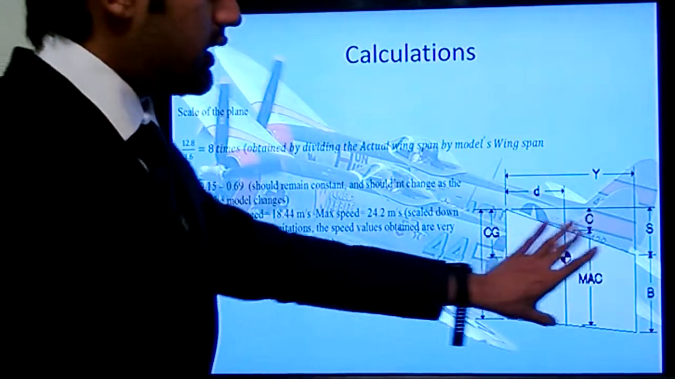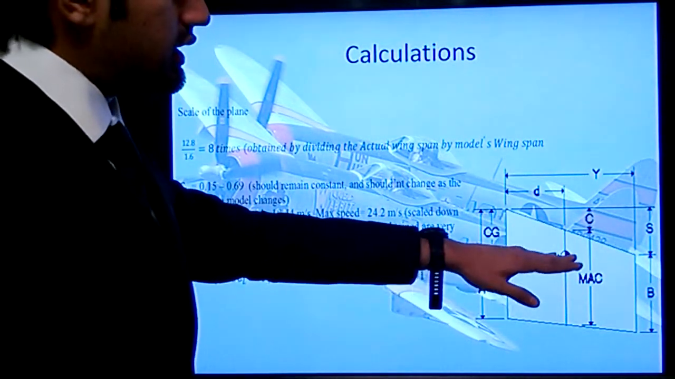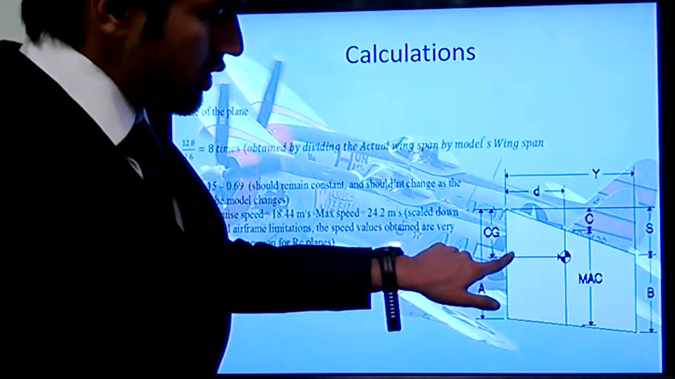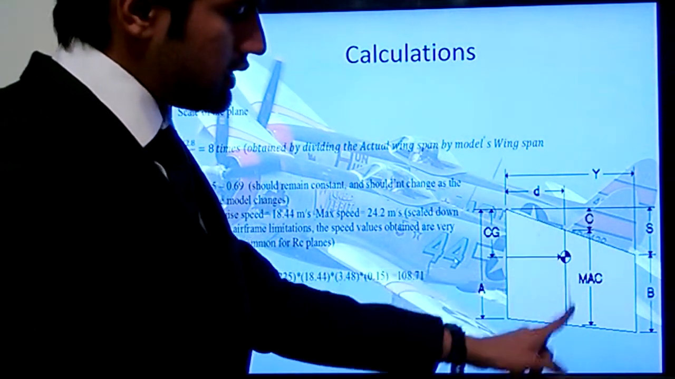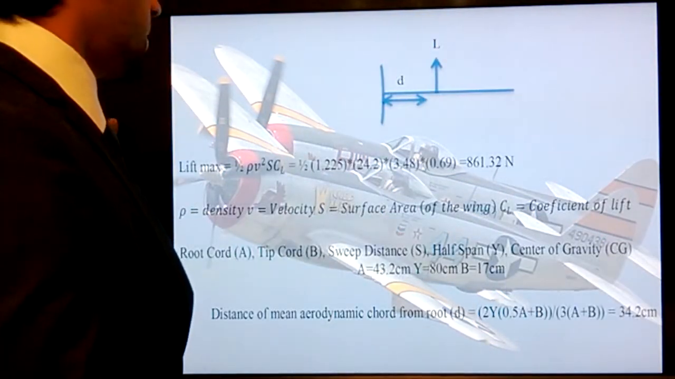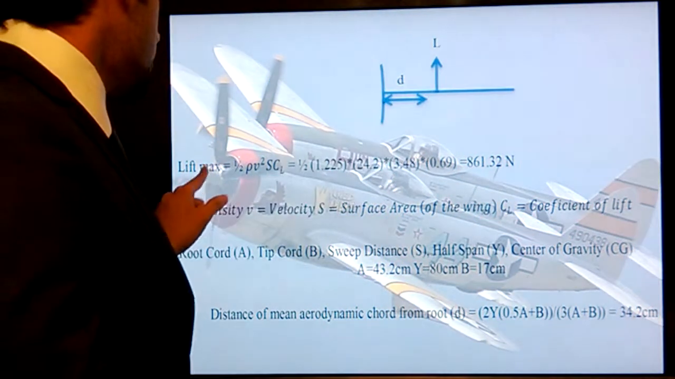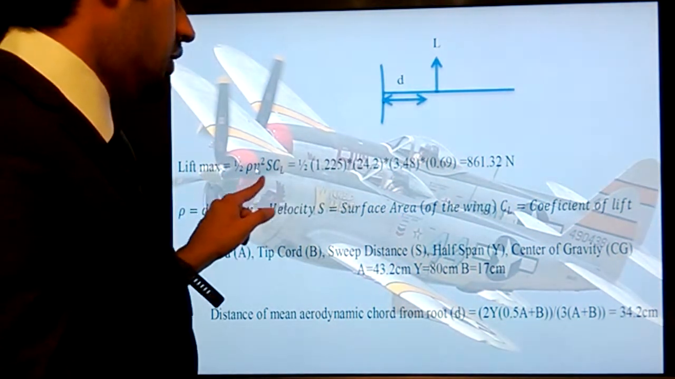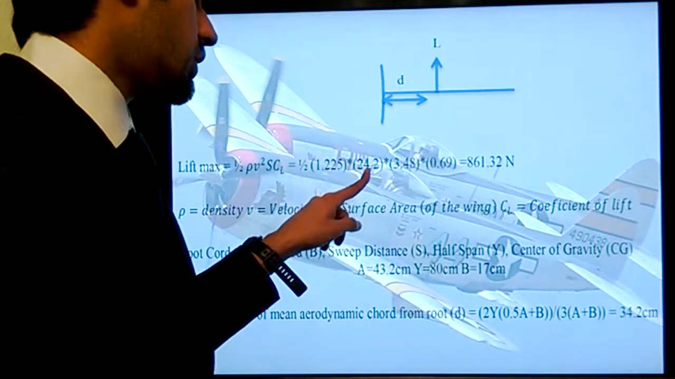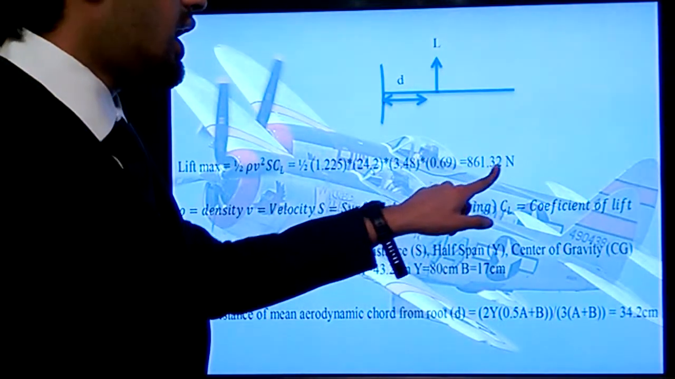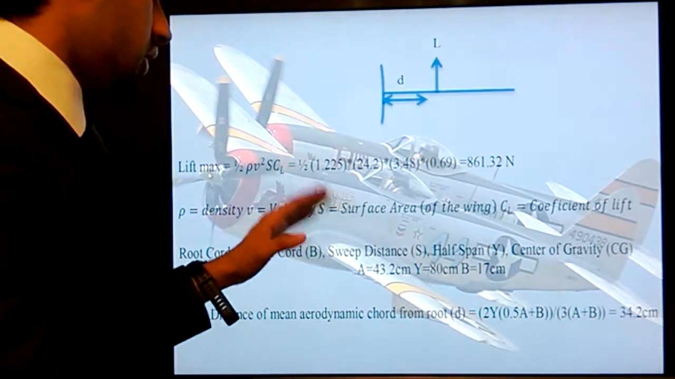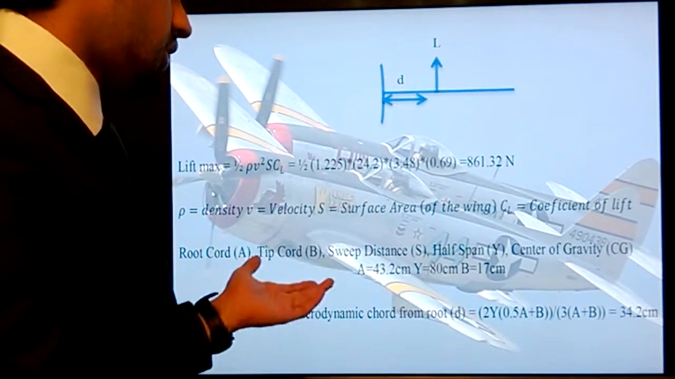So this is the wing, this is where lift acts, and this is the distance, which can be obtained from the geometry of the dimensions. This distance is the mean aerodynamic chord from the root, and it can be obtained from the formula. So if this is the distance and this is where the lift acts, the maximum lift can be calculated from half rho V squared S CL. That's half times 1.225 times 24.2 times 3.48 times 0.69, and we obtain 861 Newtons for the lift, where rho is the density, velocity is V, and surface area is S.